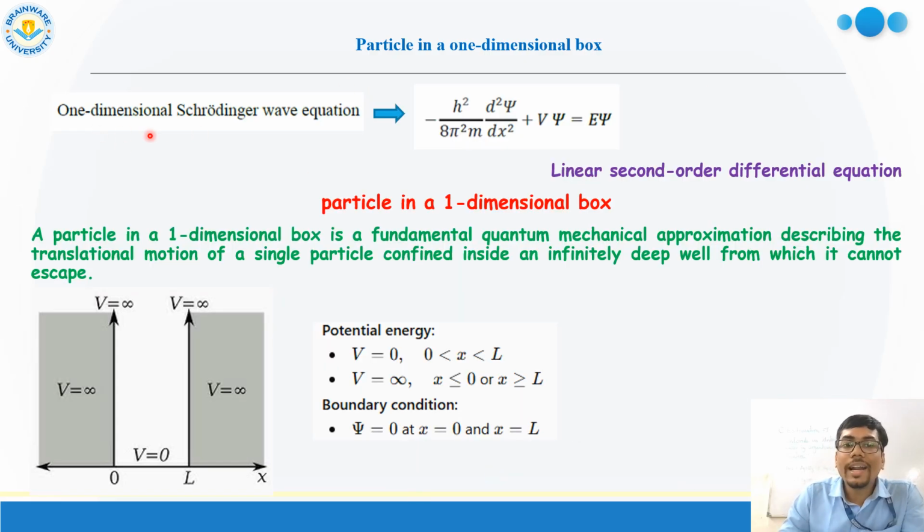This is your one dimensional Schrodinger wave equation: minus h square by 8 pi square m, d square psi by dx square, plus V psi equals E psi. I have already discussed each and everything in my previous lecture. This is a kind of linear second order differential equation. Now, if you solve this time independent Schrodinger equation, you can get the idea about the wave function. As I told you, for every particle there is an associated wave.